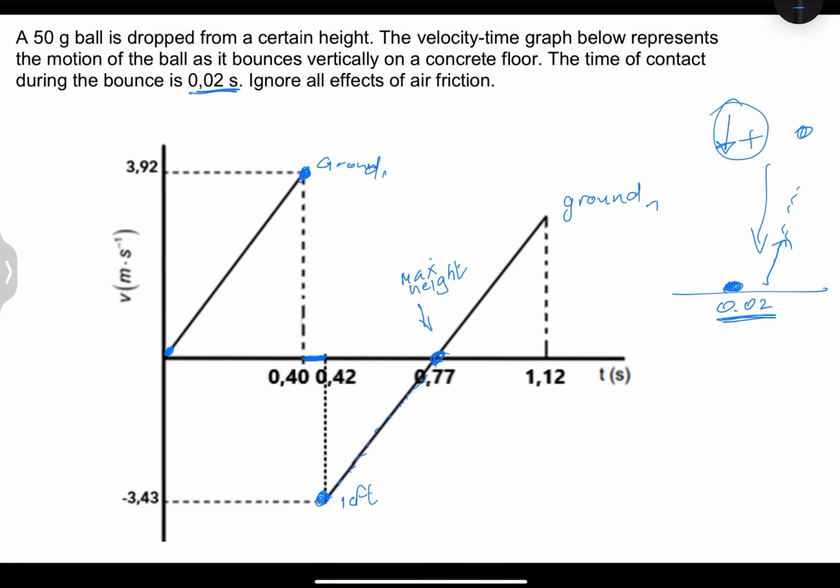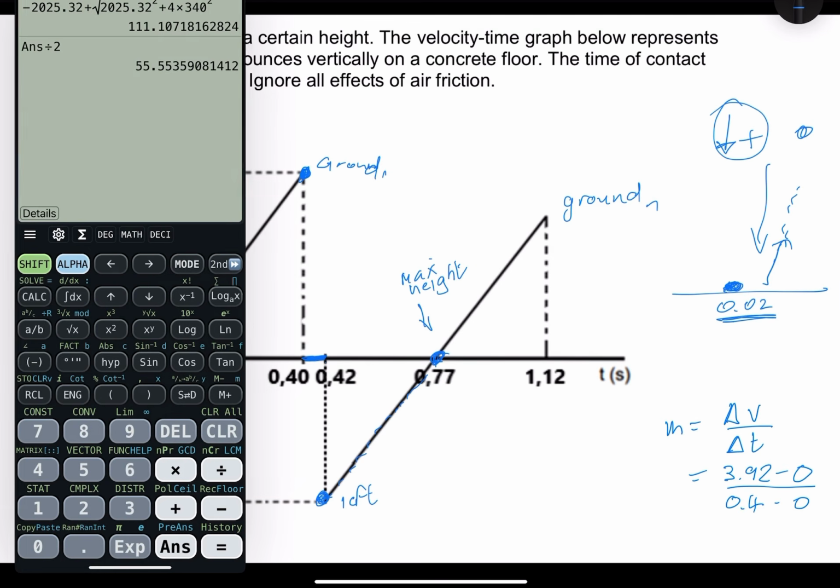Okay, so my gradient, if you don't mind, I'm just going to do it over here. That's going to be change in velocity divided by change in time. Okay, change in y over change in x. So that's 3.92 minus 0. But when the velocity was 3.92, the time was 0.4. So that would be 0.4 minus 0. If you calculate that, you've got 3.92, minus 0. I mean, you know that's going to be 3.92, right?